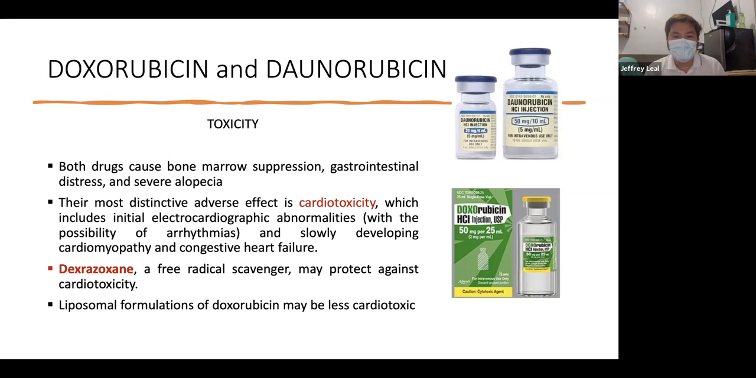Okay? Maalala nyo na yan, yung letter D, basta doxorubicin, daunorubicin, puso. Pag tapatin nyo lang opposite yung dalawang D para maging puso. Ayan yung mga ginagawa namin. We have also the dexrazoxane, a free radical scavenger which may protect against cardiotoxicity. The liposomal formulations of your doxorubicin is less cardiotoxic.